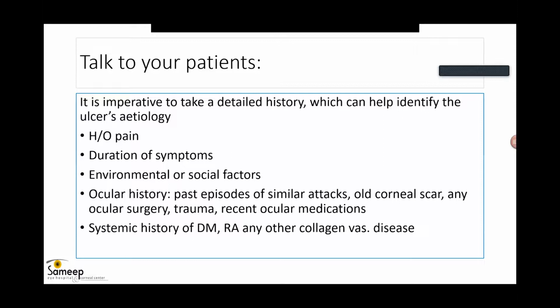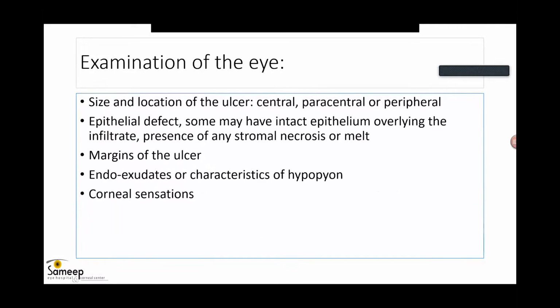Even an ocular history, whether there were past episodes of similar attacks, would also clinch the diagnosis towards the viral possibility. Presence of old corneal scar, any previous ocular surgery, any history of trauma, recent ocular medications, so that you would know what you are dealing with. And systemic history of diabetes mellitus, rheumatoid arthritis, or any other collagen vascular disease would be very, very important to get.